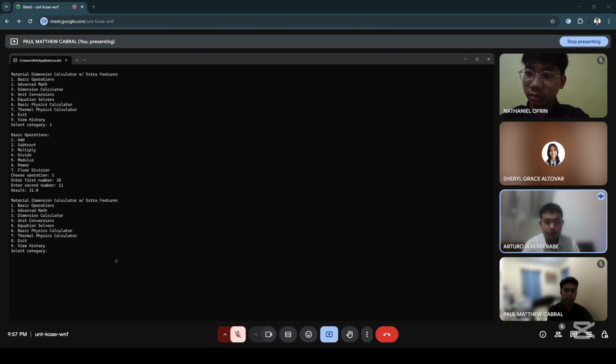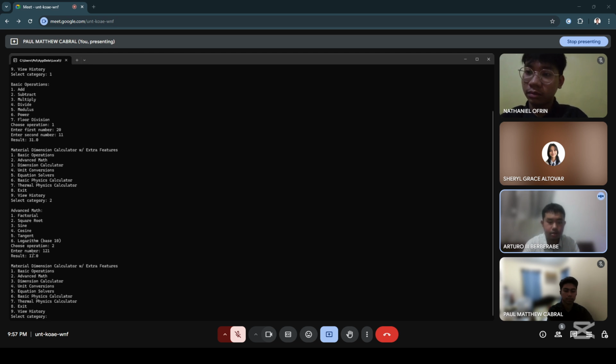For advanced math operations, this includes square roots, factorials, and trigonometric functions like sine and cosine. To test this out, we input 2 in the menu to enter advanced math. Now, we see a list of advanced functions. Let's pick 2 for square root. The calculator then asks us to input a number, so we go ahead and type 121. Press enter, and there it is. The result is 11. You can try other functions too, like finding the sine of an angle or the factorial of a number. It's all there in one place.